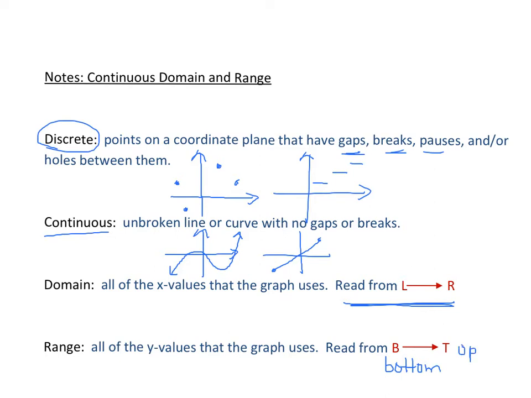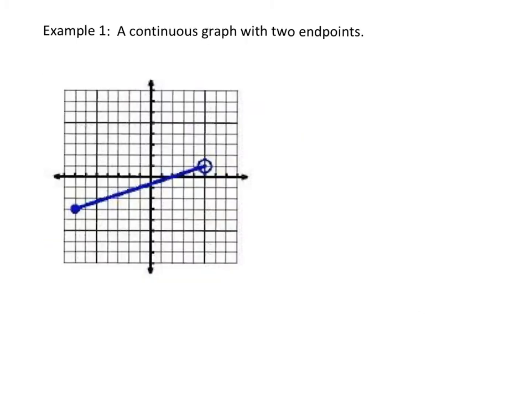Alright, let's look at some examples. In example 1, we have a continuous graph and it has two endpoints. This endpoint right here is a closed endpoint. That means that point is included. And this is an open endpoint, meaning that point is not included.